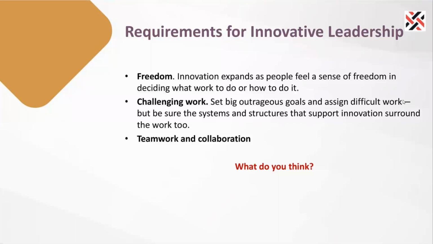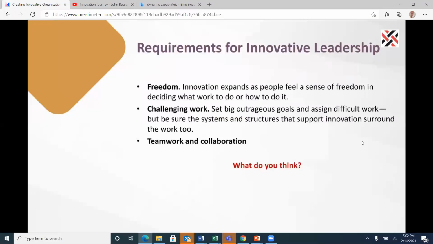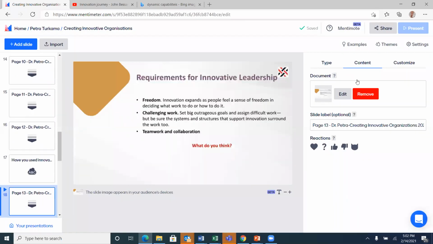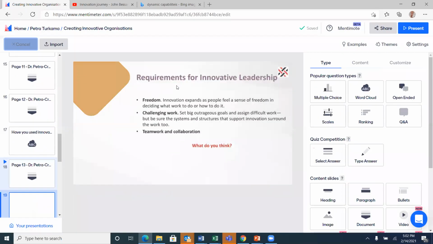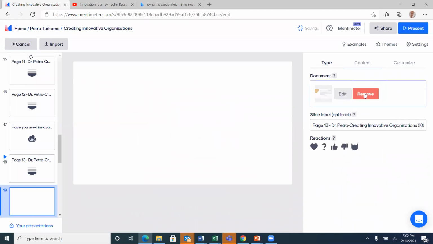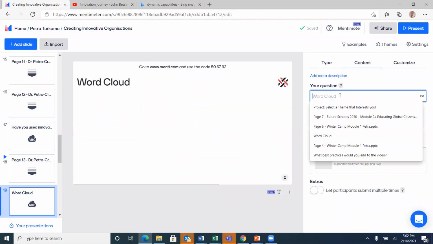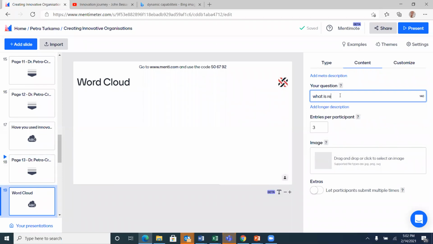Teamwork and collaboration, very important. And let's see also from you. So what do you think? I will then look into the questions. So what kind of leadership? What is required from leaders?